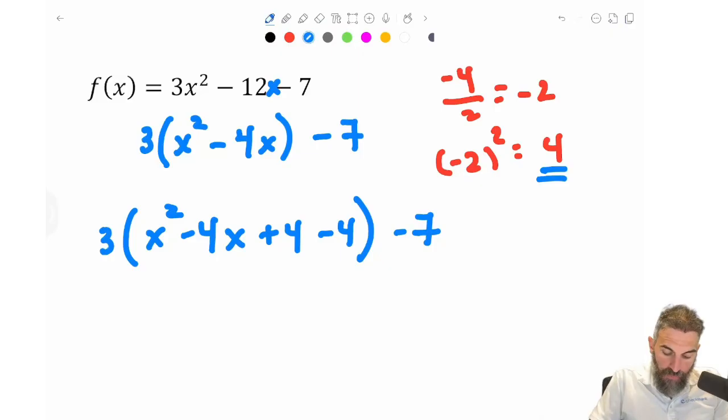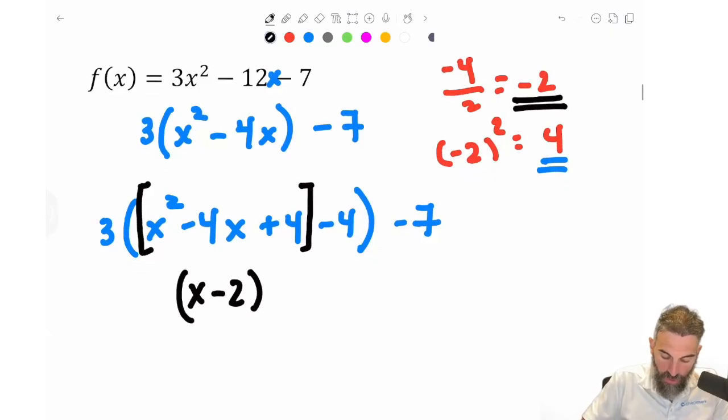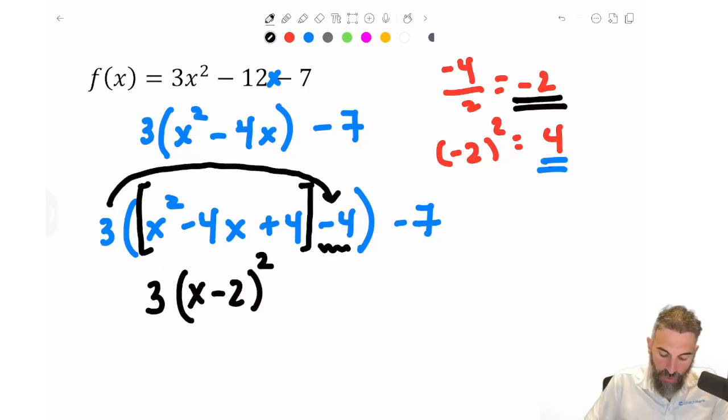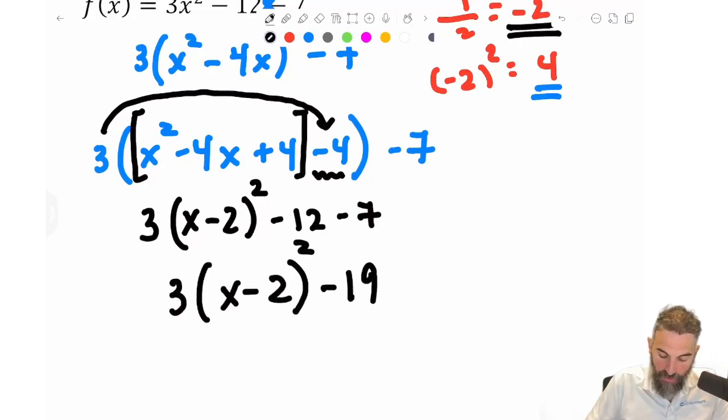So what do we have here? We have here a perfect square. So that would be x, remember you take this number, so minus 2, squared. You still have the 3 in front, so you leave that there. But then this little minus 4 has got to go somewhere. So because it's within the bracket, you need to multiply it by the 3. So 3 times minus 4 is minus 12. And then minus 7 at the end of the bracket. So now if you clean this up, you've got minus 12 minus 7, which is minus 19. There's a square here, and there's your answer.